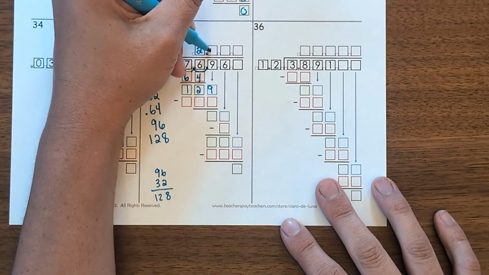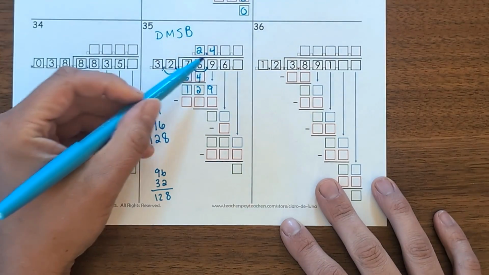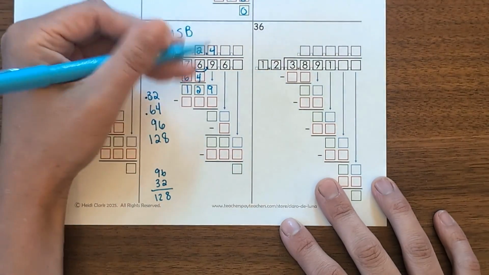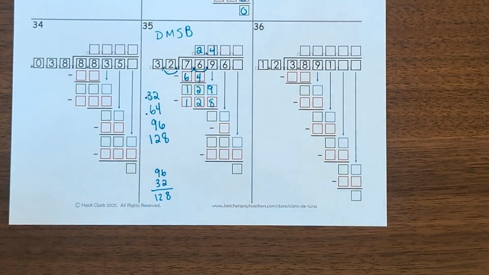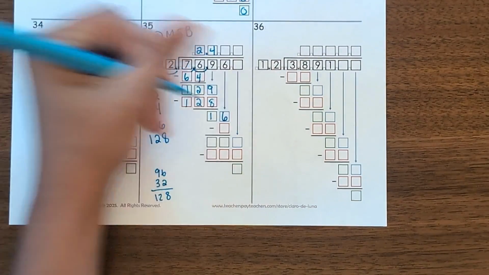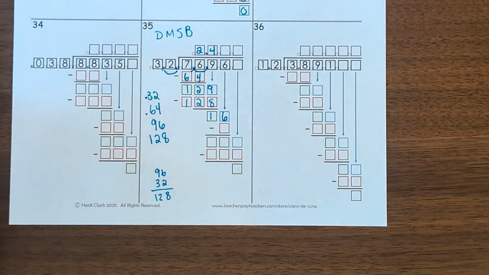So 4. Multiply that down. 4 times 32 is 128. Now we're going to subtract. 129 minus 128 is 1. Bring down the 6. And now we do the steps all over again.